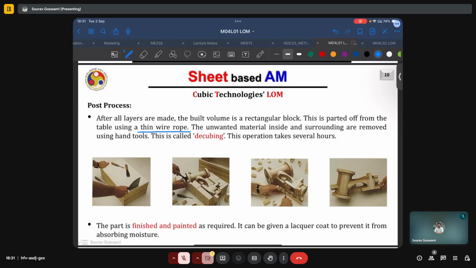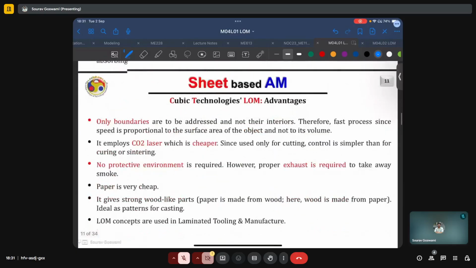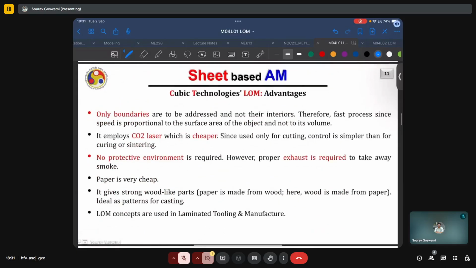It can be given a lacquer coat to prevent it from absorbing moisture because the part is made out of paper after all. This process offers several advantages, such as that only boundaries or the contours are to be traced and not the interiors. Typically, in all other additive processes, such as last week we were discussing VAT photopolymerization, there was a lot of stress on how the laser scans the interior or the area filling of the region which is to be deposited.